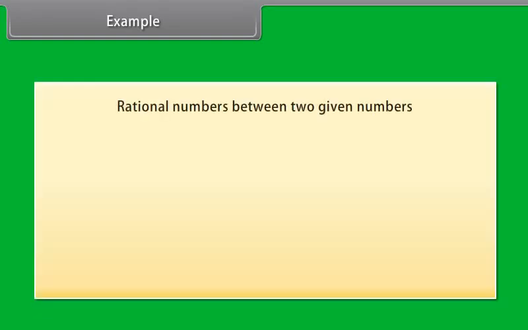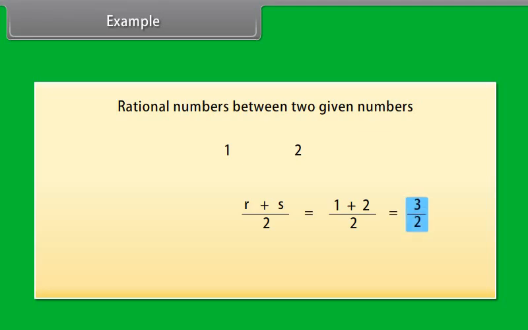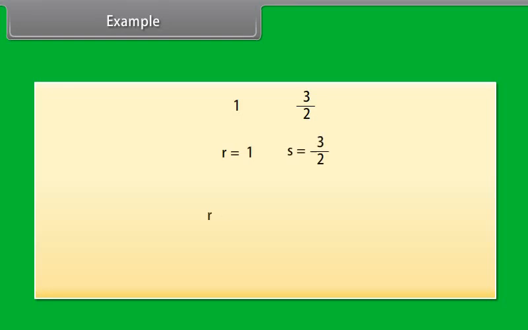Example. Let's now learn how to find rational numbers between two given numbers. The given numbers here are 1 and 2. Say, 1 is r and 2 is s. To find the rational number between r and s, we have to add r and s and divide the sum by 2. So, we get 1 plus 2 is equal to 3 by 2. Therefore, the rational number between 1 and 2 is 3 by 2. Similarly, the rational number between 1 and 3 by 2 is 5 by 4.